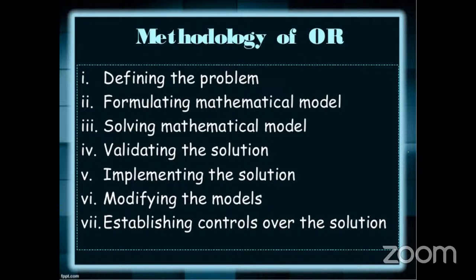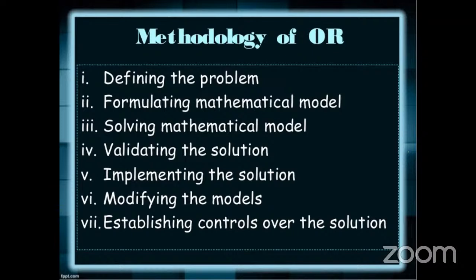First is defining the problem, what problem it actually is. Formulating means nothing but putting the total problem into a questionnaire in the mathematical model, and solving the mathematical model by a particular technique. Then validating the solution means whether the solution is perfect or not. Once we need to cross check it, that cross checking is nothing but validating it. Next is implementing the solution. So in the actual business, whatever best solution we got is implemented.